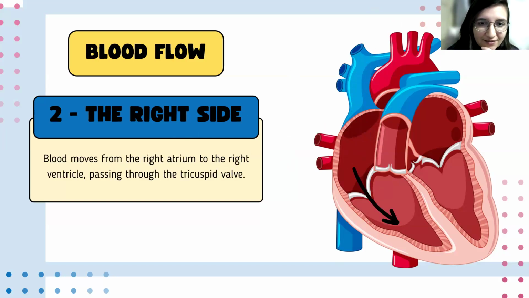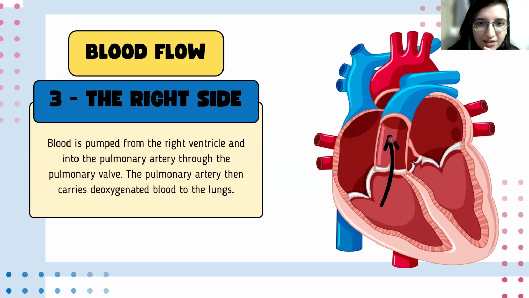Let's go to the next slide. And then from the right atrium, it will go into the right ventricle. And you see the valve it's passing by. This valve here is the tricuspid valve. And then from the right ventricle, it's time to go to the lungs to get oxygen. So they will go through the pulmonary artery. The pulmonary artery is taking the blood to the lungs. Because this blood has run out of oxygen, it needs to be taken to the lungs where the oxygen is.